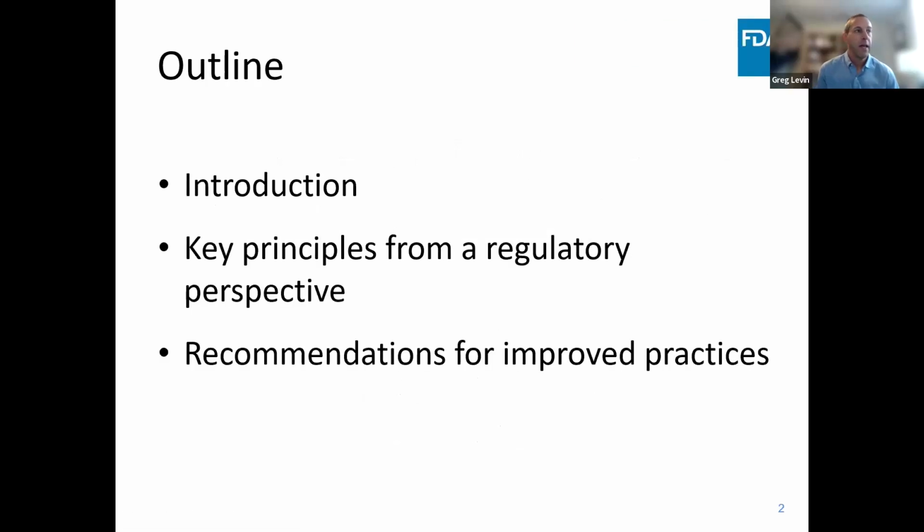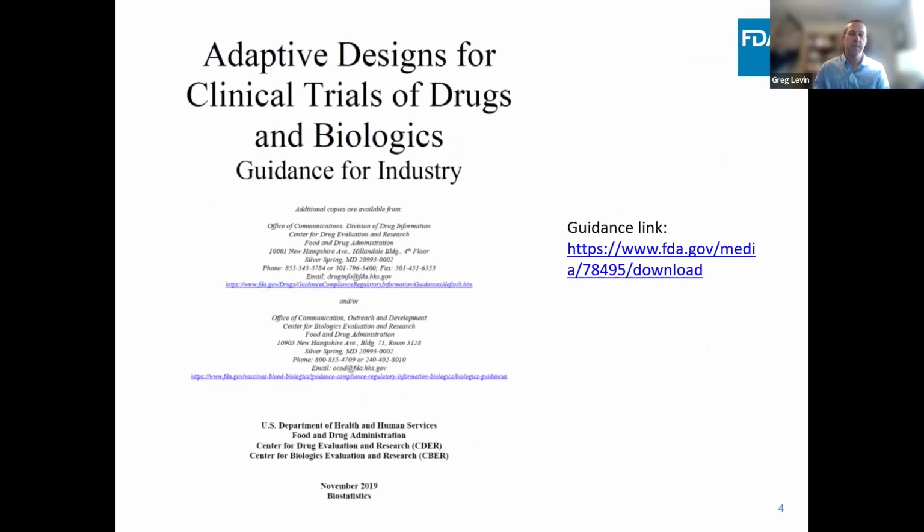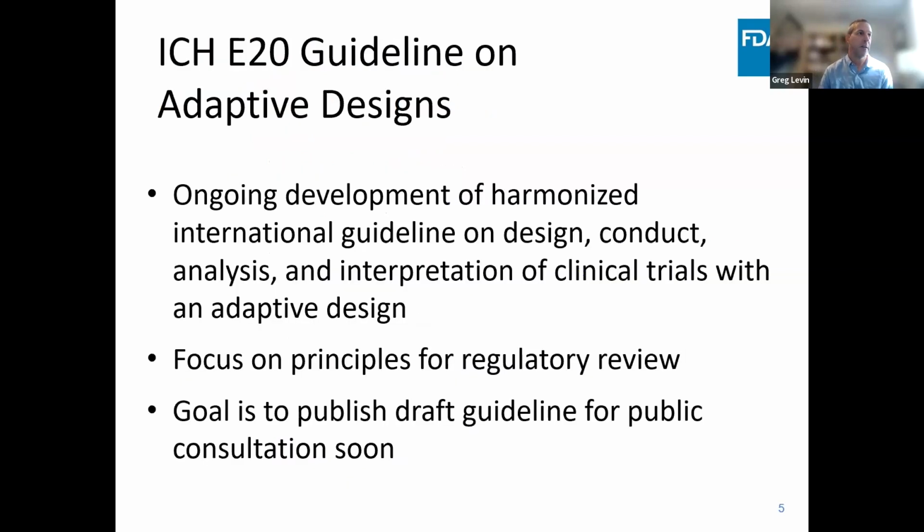So here's an outline for my talk. I'll have a brief introduction, cover some key principles, and then go through some recommendations. Just in terms of an introduction, a lot of what I'm going to cover today is out of our FDA guidance on adaptive designs for clinical trials, and I provide a link to that here. I encourage everyone to take a look at this if they haven't, to get a fuller picture.